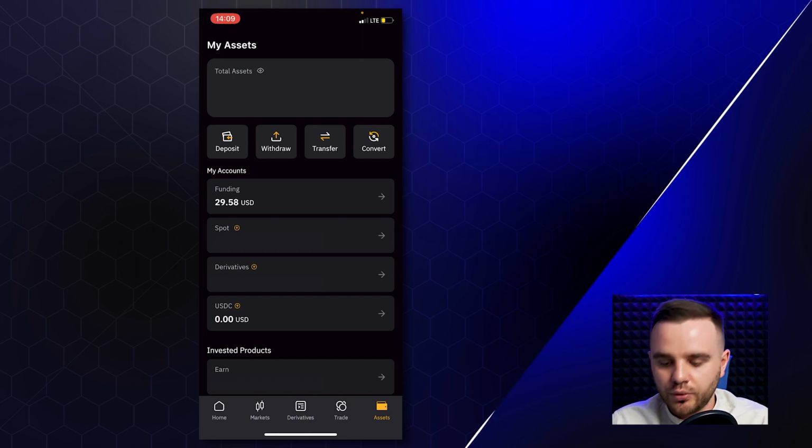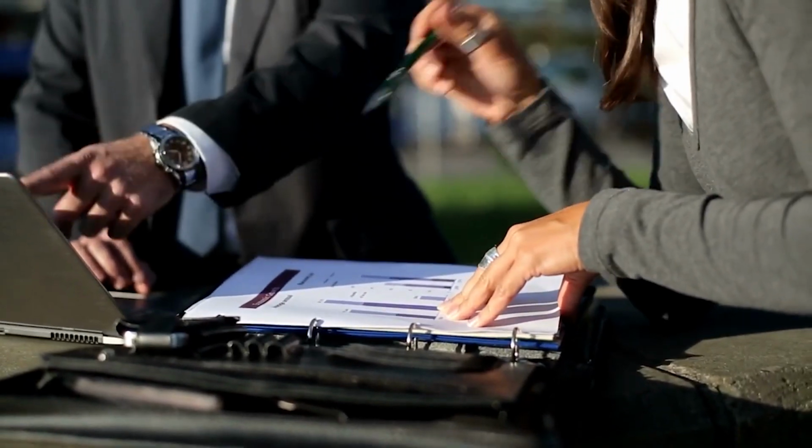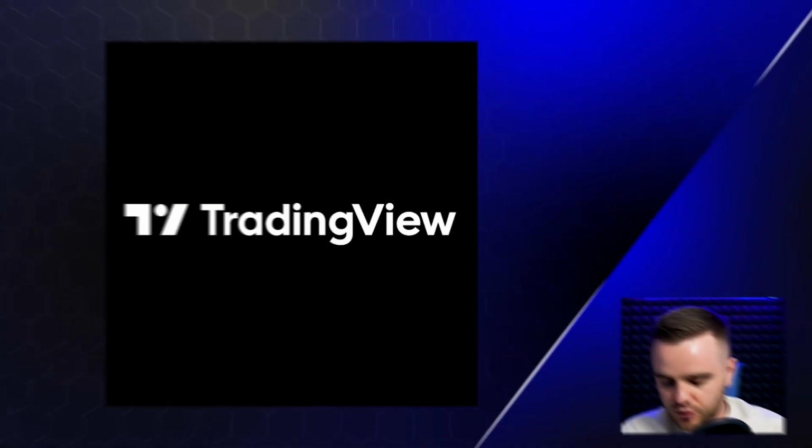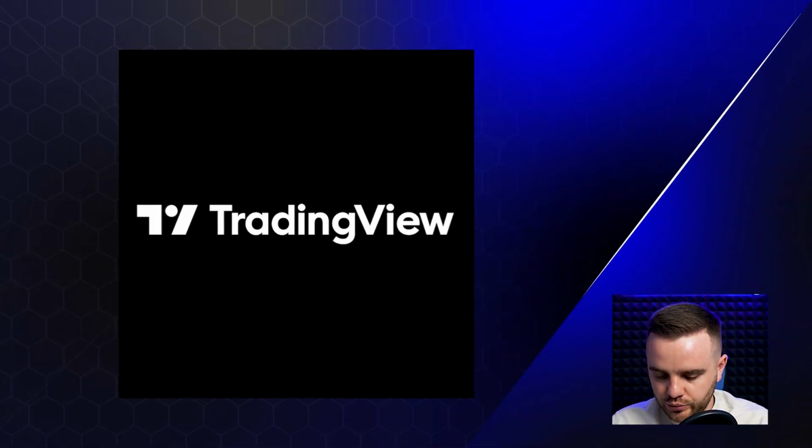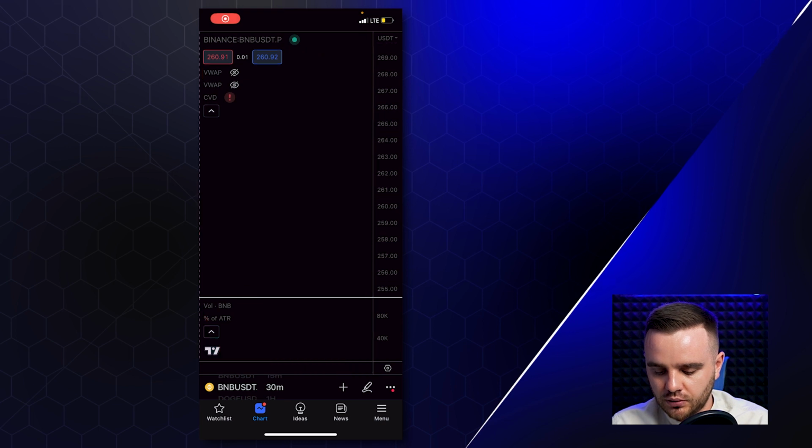Step number 2, you go to derivatives. Before you open any trade, you need to know what your size will be. That's really important. How to identify size first: you need to know what coin you will trade, and you go to TradingView. I highly recommend you download this app.